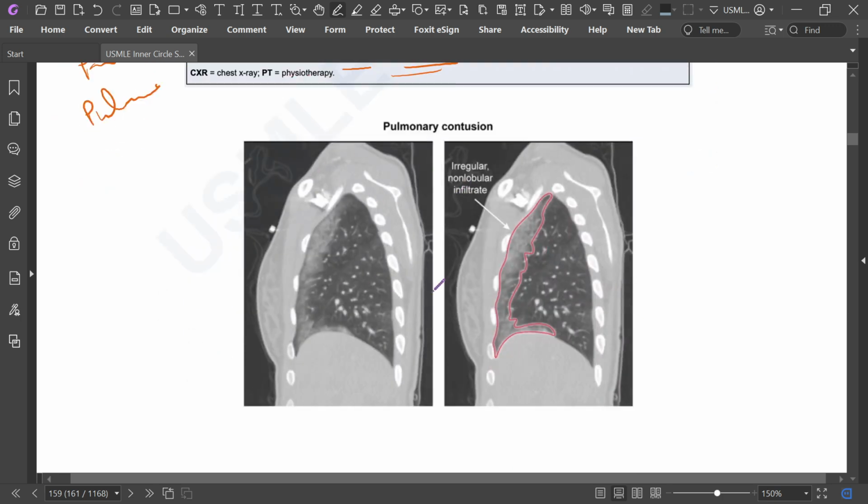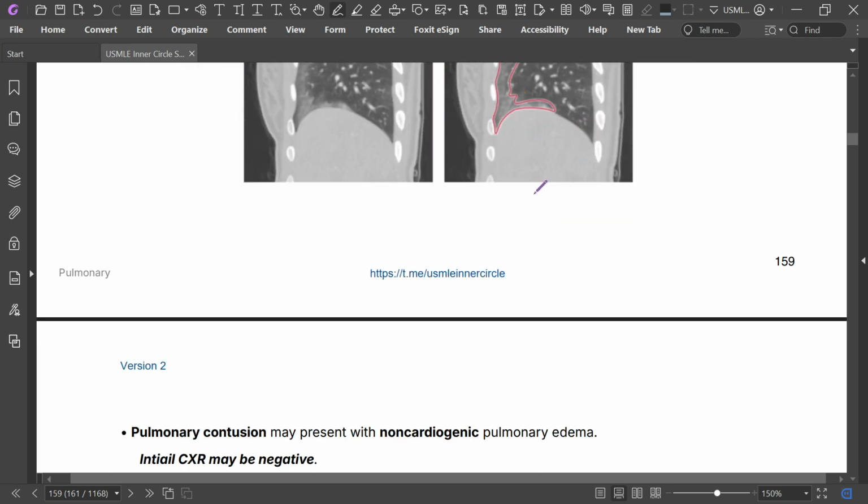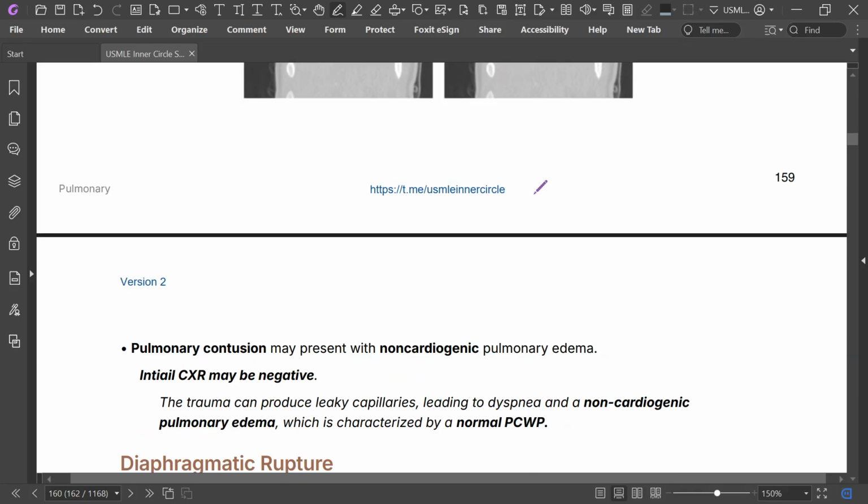Look at the picture of this pulmonary condition. There is irregular non-lobular infiltrate on chest CT. Pulmonary contusion may present with non-cardiogenic pulmonary edema. The initial X-ray may be negative. The trauma can produce leaky capillaries leading to dyspnea and non-cardiogenic pulmonary edema with normal pulmonary capillary wedge pressure.